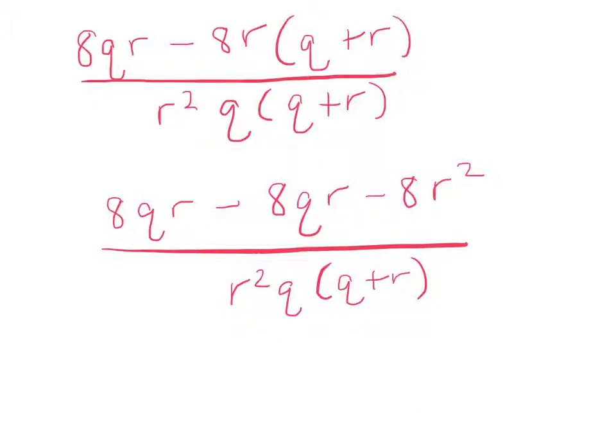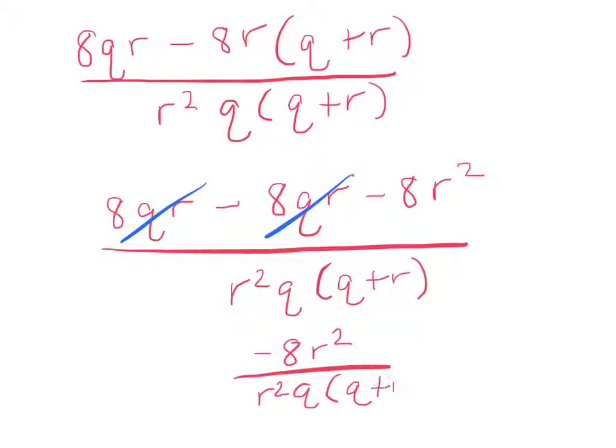So these guys here have canceled. So now I've got negative 8r squared all over r squared q times the quantity q plus r, and now these r squareds can cancel, which leaves us with the final answer of negative 8 all over q times the quantity q plus r.